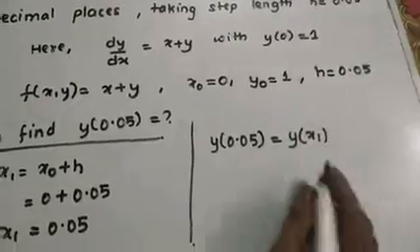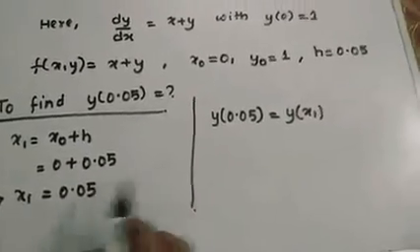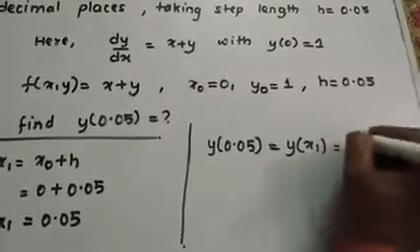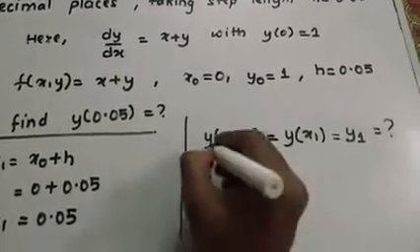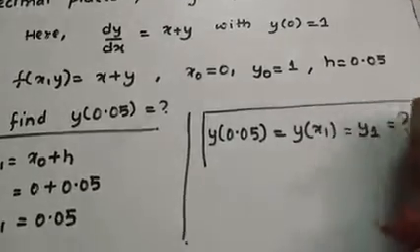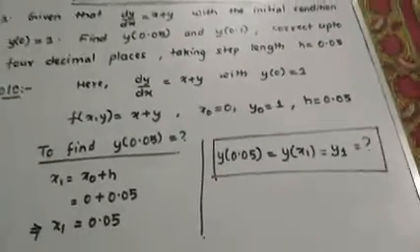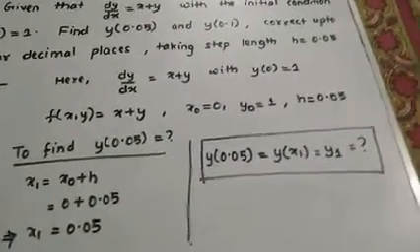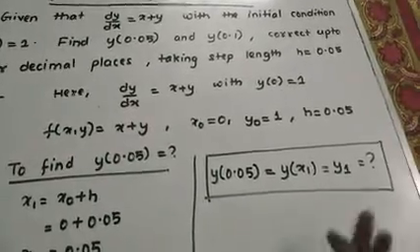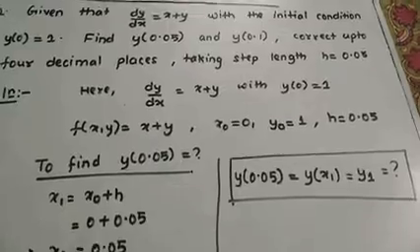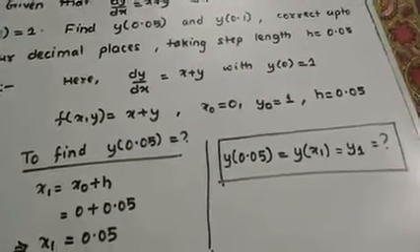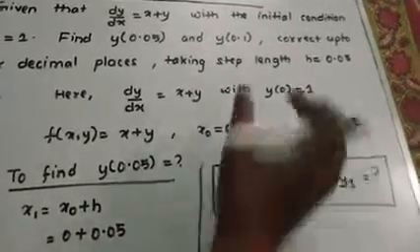We know that we get the value of x1 as 0.05, and y of x1 can be written in another form as y1. That is what we have to find, so we have to do it very carefully. First of all, in this type of question you have to fix the target, that is, what you have to find. So here we have to find y1. First we will find y1, then we'll think about the next part.